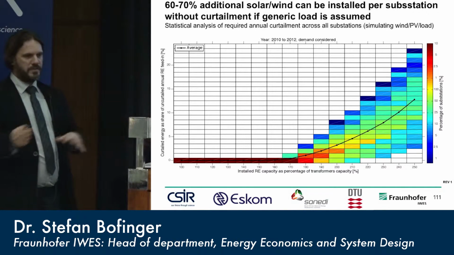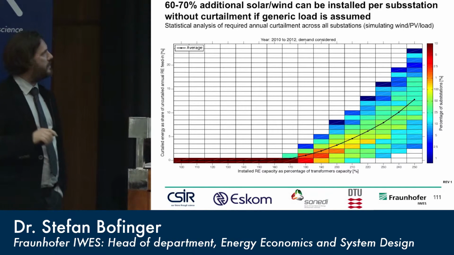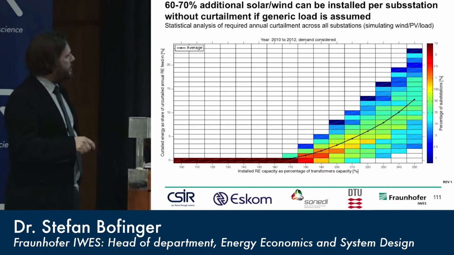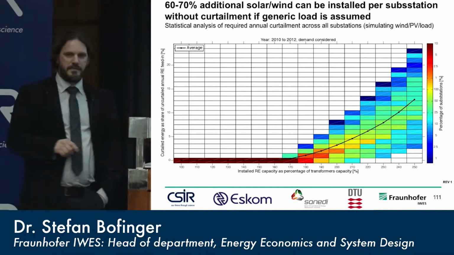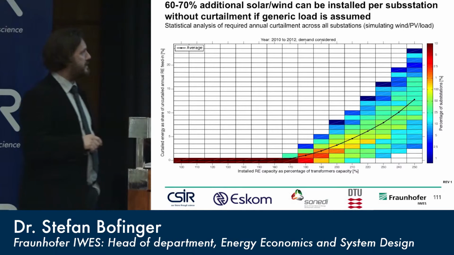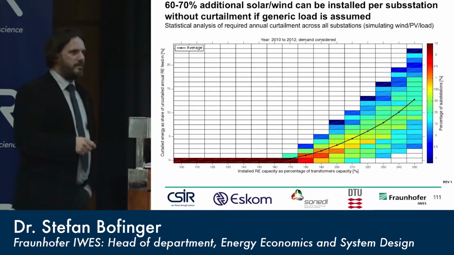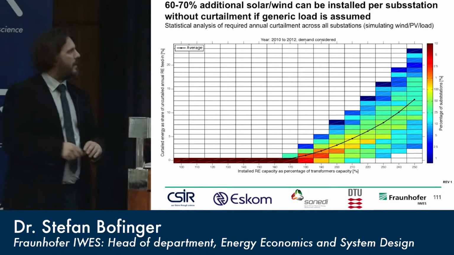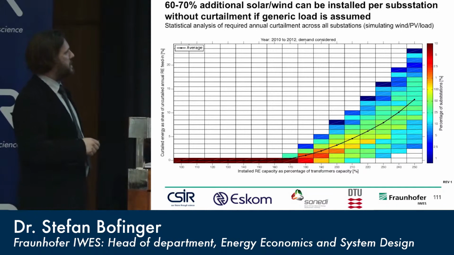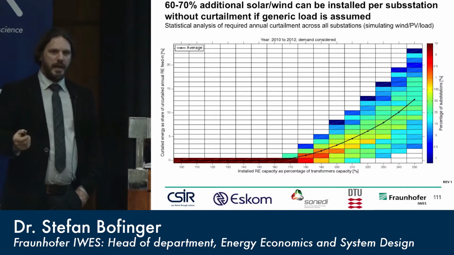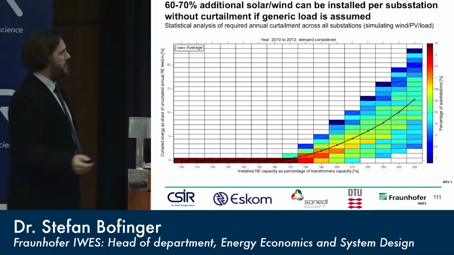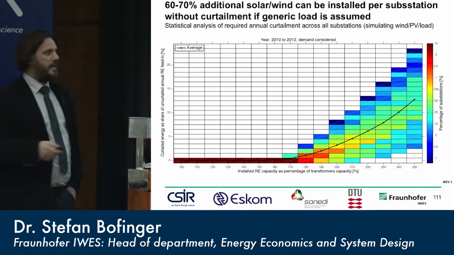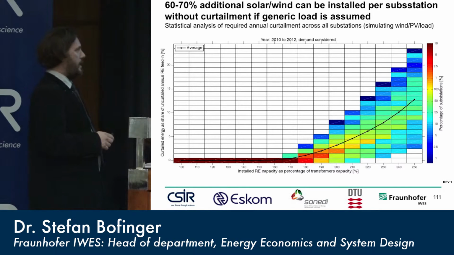Doing that, the feed-in first covers the demand at these substations, and now we see that the first occurrence of curtailment will be at 170% of the substation's capacity. That means if you have a 100 megawatt substation, you can install 85 megawatt of PV and 85 megawatt of wind capacity, and you will not see any curtailment.